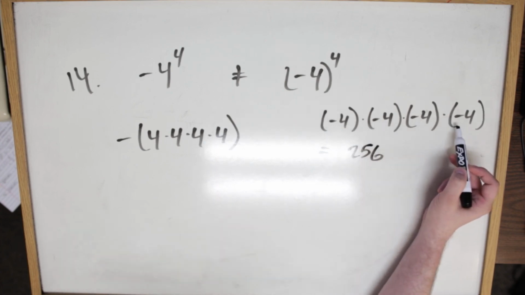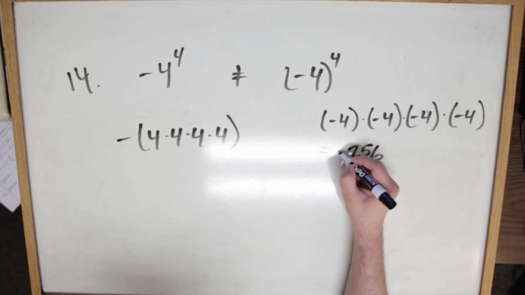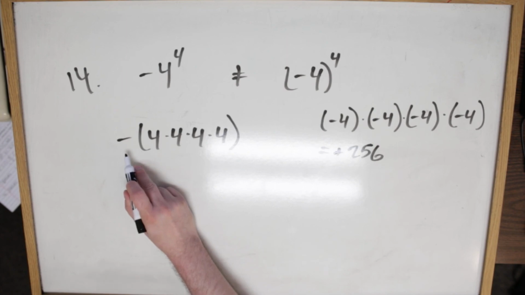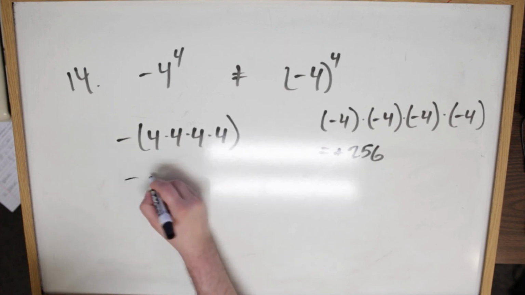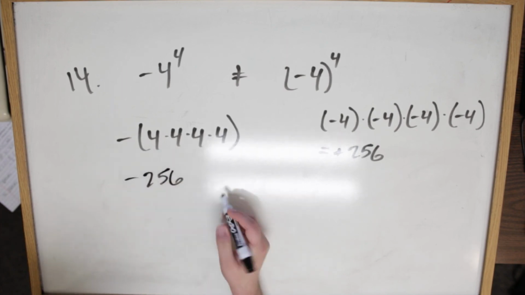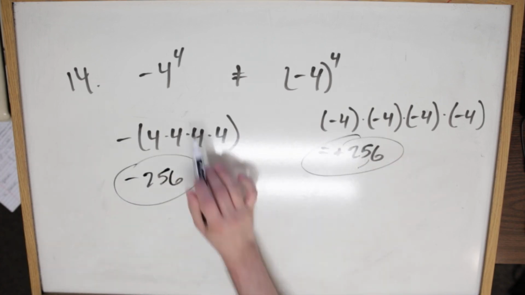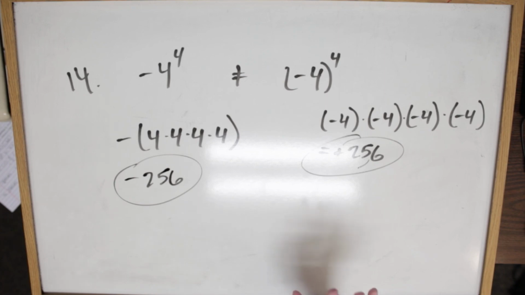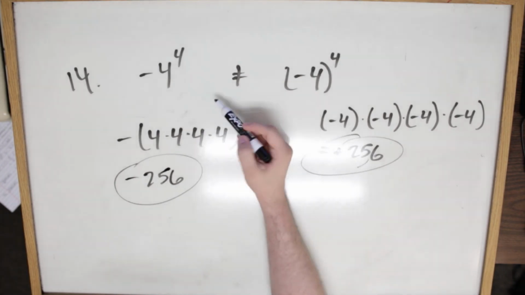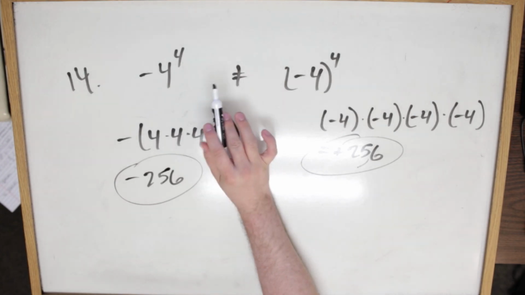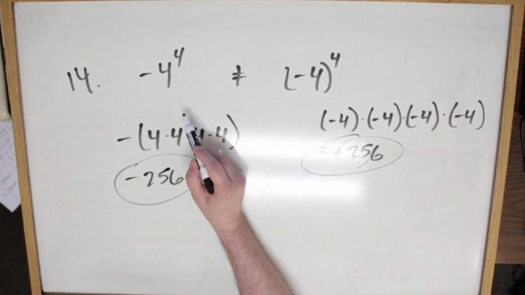If you have an even number of negative signs, that means it's positive. And over here, notice how the negative sign is out in front. That means that I've got a negative 256. So look, these things are not the same. Okay? I'm telling you right now, I promise you this. I know for a fact that there's going to be a number of people who make this mistake. And it happens every single semester. And I really want to try to draw your attention to it early on, because it is super important.